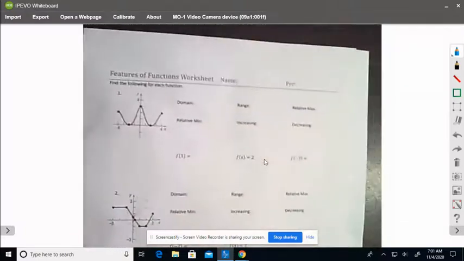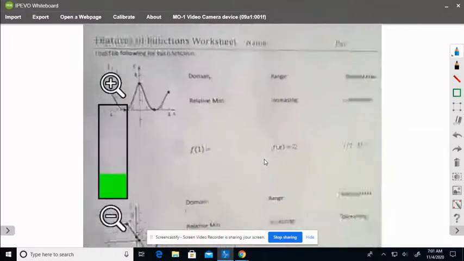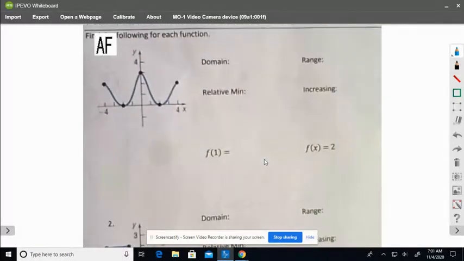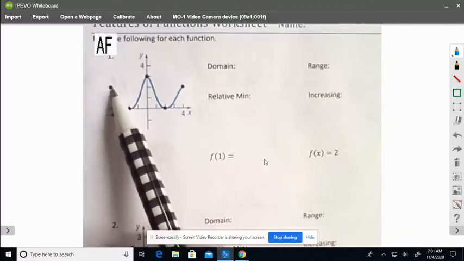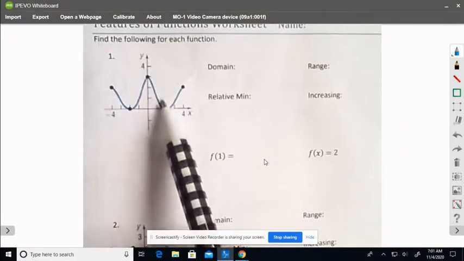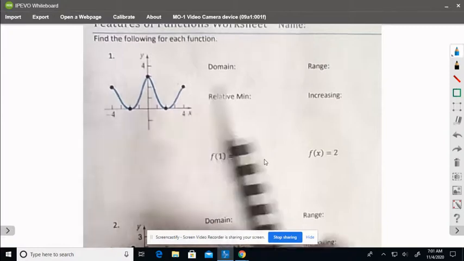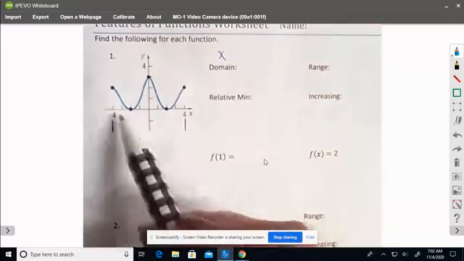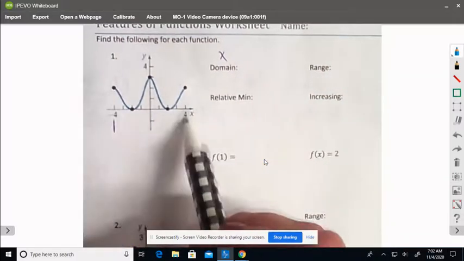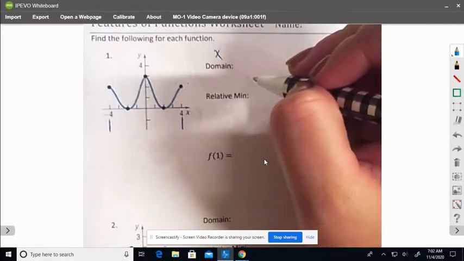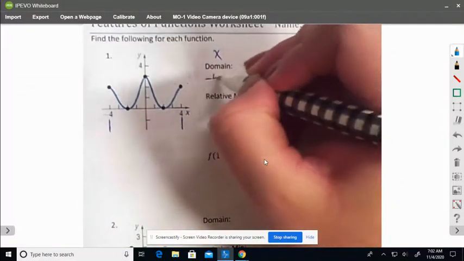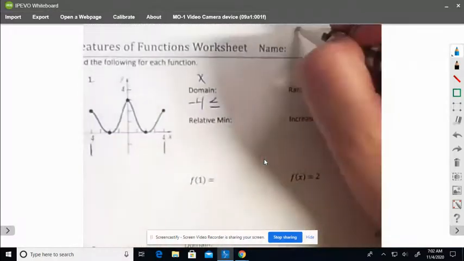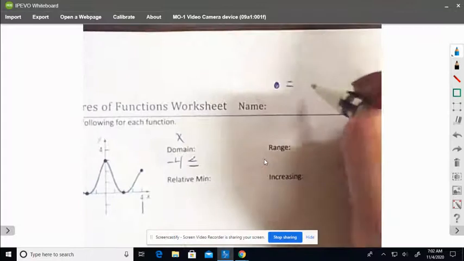Now, if I look at some actual problems, we can talk about what the domain, range, max, and min would look like. So if I'm looking at this graph, it starts here, it decreases, it increases, it decreases, and it increases. My domain is all of my x values, so my domain goes from here to here. Okay, so my domain goes from -4, so I would say -4 is less than or equal to, because this is a closed circle. So if I have a closed circle, I do "or equal to."